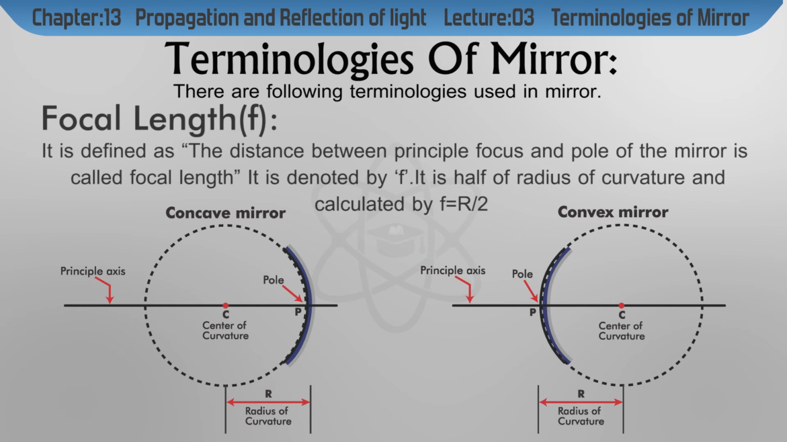Now focal length. Focal length is the distance between the principal focus and the pole of the mirror, or the optical center of the lens. It is denoted by small f. It can also be calculated as f = R/2, meaning focal length is half of the radius of curvature.